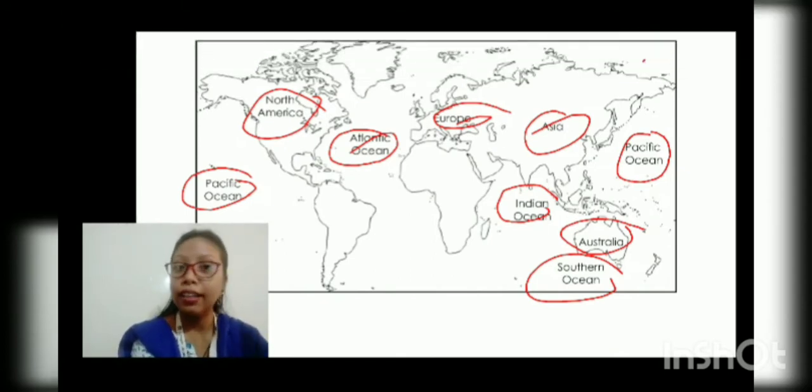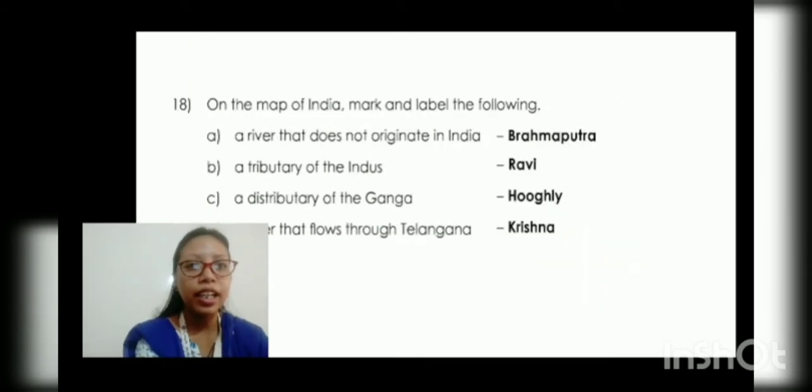But it is not the same continents and oceans that will be coming. You have to study all the continents. You have to locate and identify all the continents and oceans on the world map. Not only this, there might be changes in the question also. So you have to be very careful while labeling the continents as well as the oceans. Then let us move towards the next one.